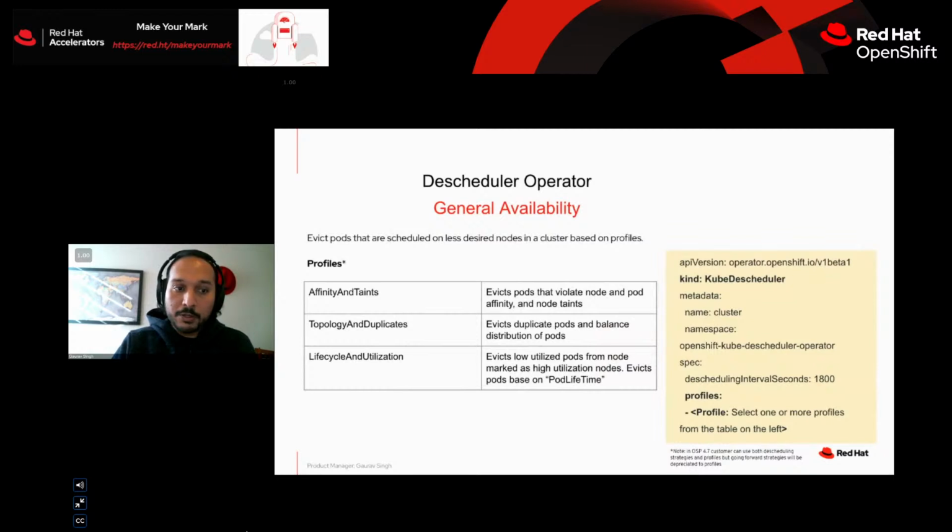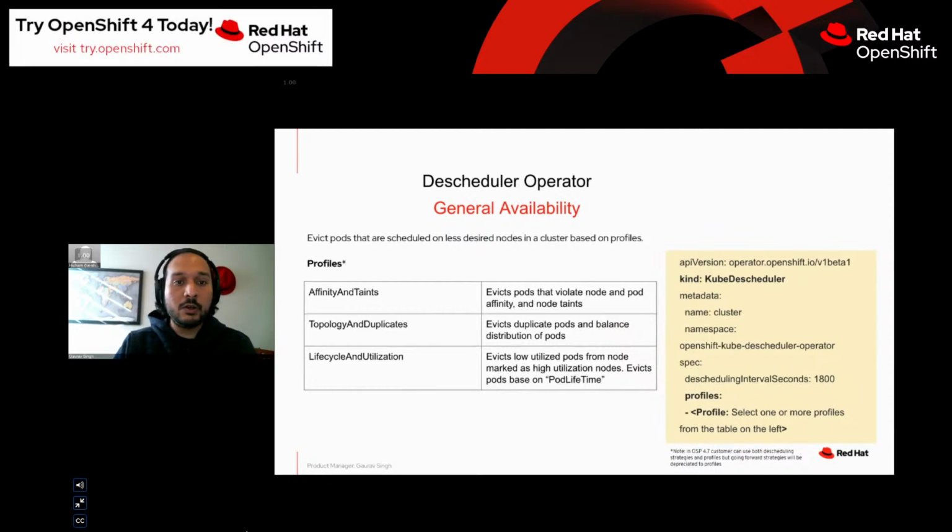The descheduler operator evicts pods that are scheduled on a less desired node in the cluster. Basically, any pod that violates your predefined rules is evicted. There are 3 profiles available today: affinity and taints, which evicts pods that do not follow the affinity and taint rules; topology and duplicates, which evicts duplicate pods and balances them across the nodes.